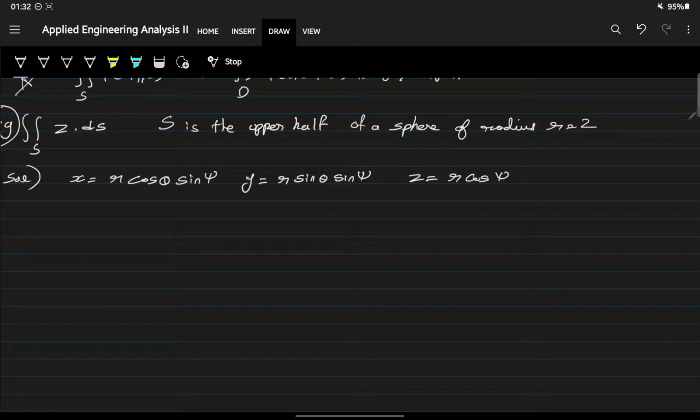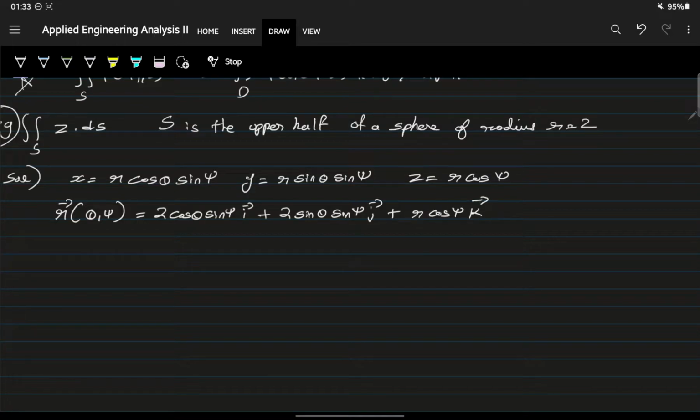So we have the value of r as 2. When we convert it into the parametric form, I have the equation as x is 2 cos theta sin phi, y is 2 sin theta sin phi, and z is 2 cos phi.